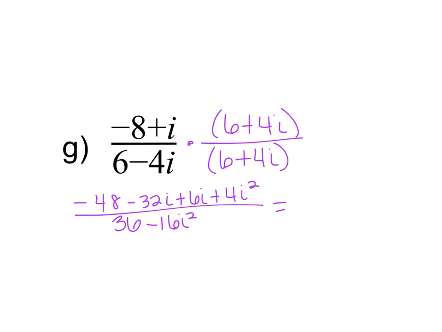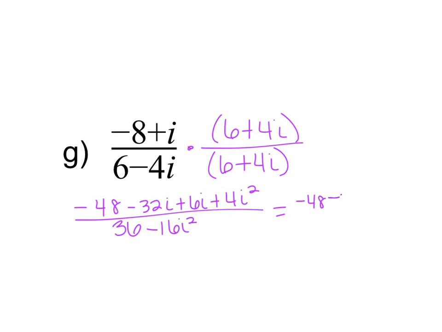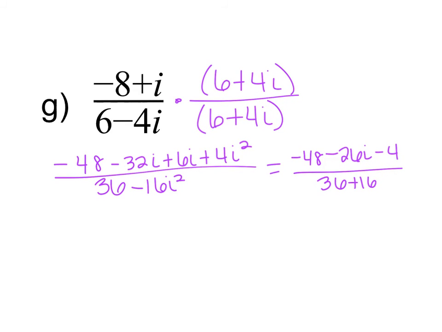So let's clean it up. So this will be negative 48. That would give me negative 26i. And then that would be minus 4 over 36 plus 16. Doing a lot of mental math today. That's all right. It's good for me. So negative 48 and negative 4 would give me negative 52 minus 26i over, that would be 52, I believe.